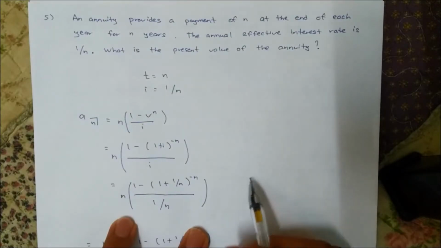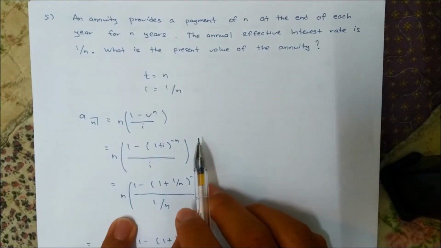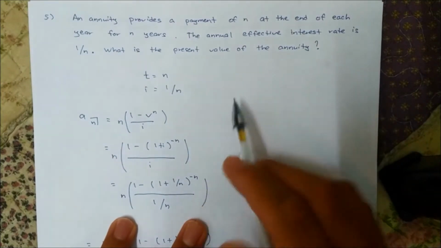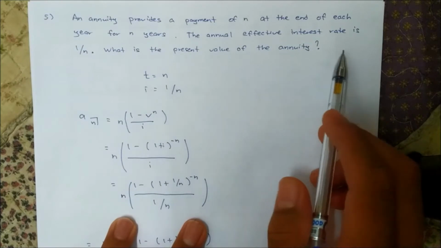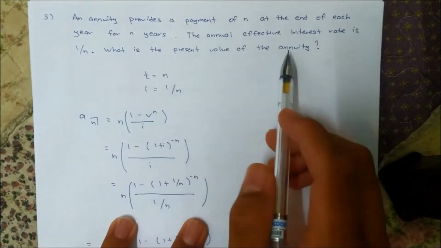Alright, so let's start with the first question. An annuity provides a payment of N at the end of each year for N years. The annual effective interest rate is 1 over N. What is the present value of the annuity?